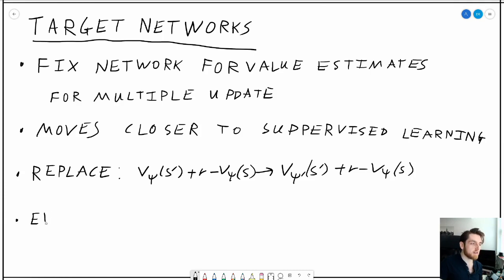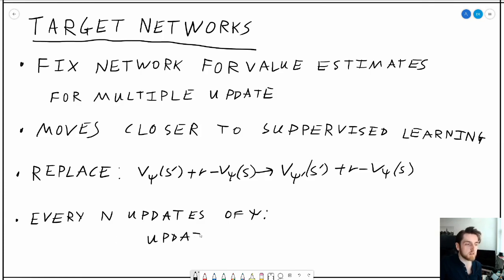And then every n updates of psi, we update psi prime to the current value of psi. And yeah, this fixes the target for longer, makes the problem closer to a supervised learning problem, and stabilizes the learning of the network.